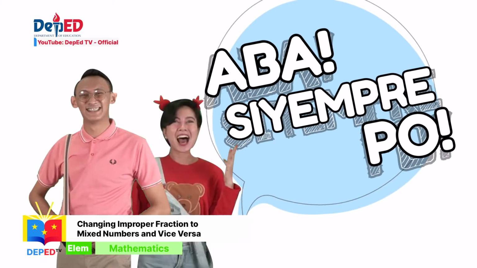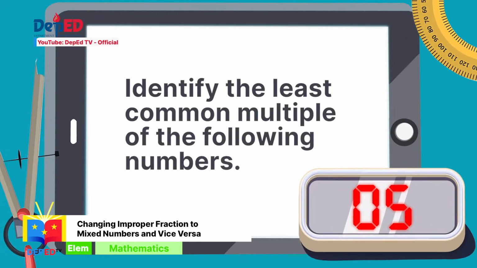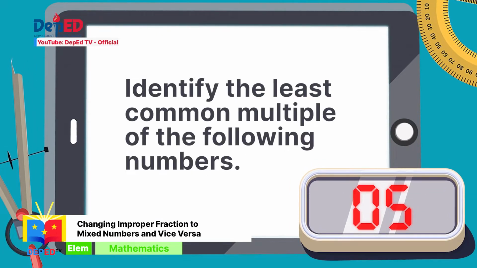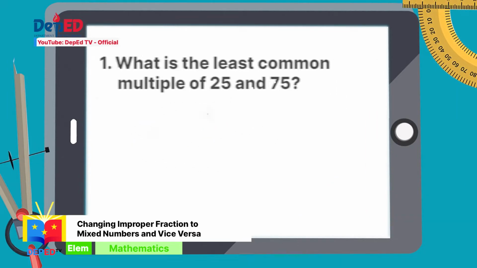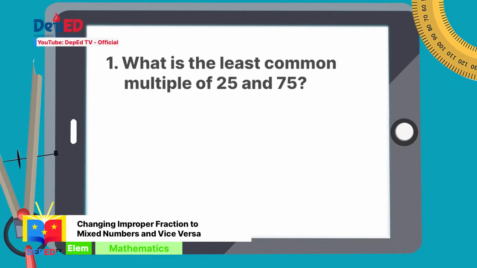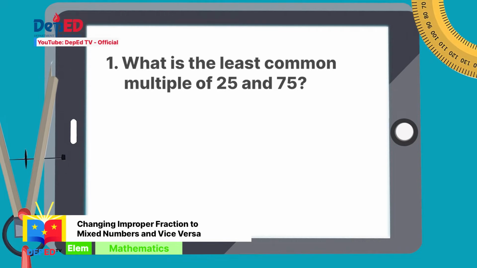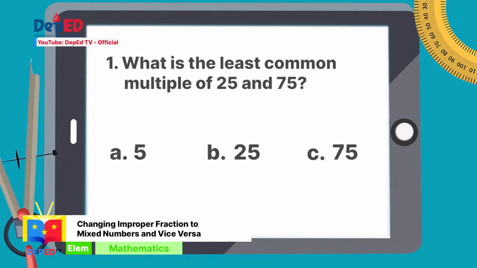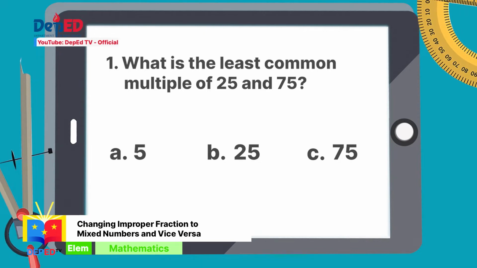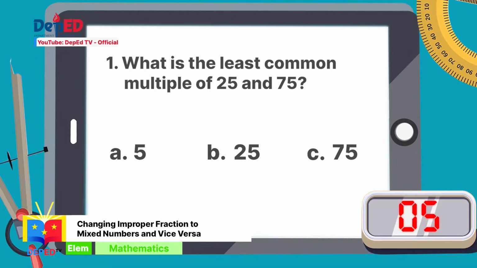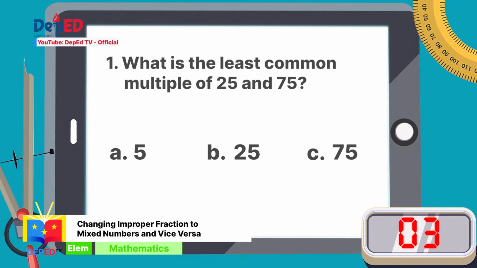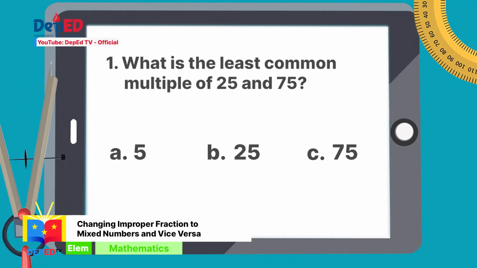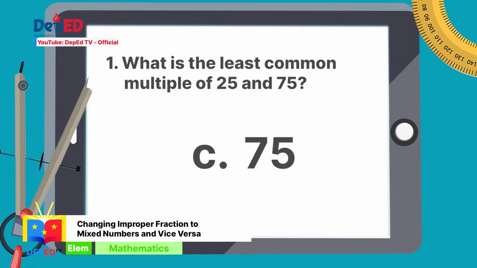Aba, syempre po! In 5 seconds, identify the least common multiple of the following numbers. Number 1. What is the least common multiple of 25 and 75? A. 5, B. 25, C. 75. The correct answer is 75.